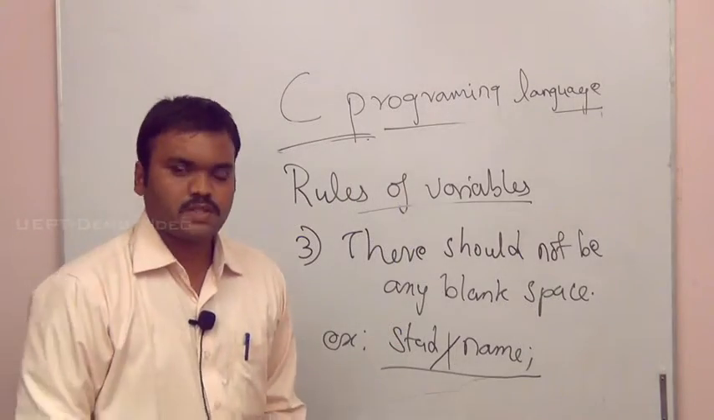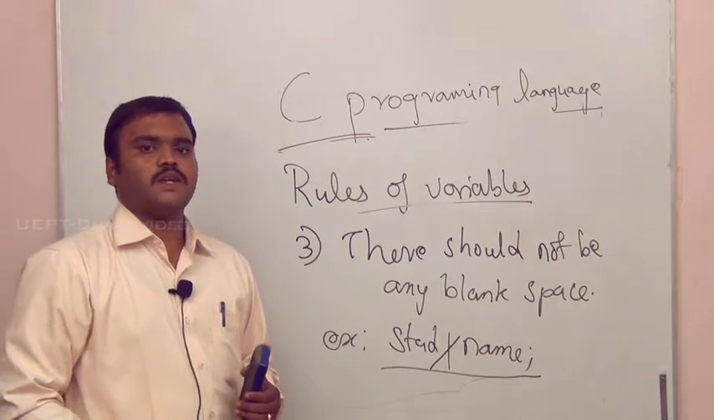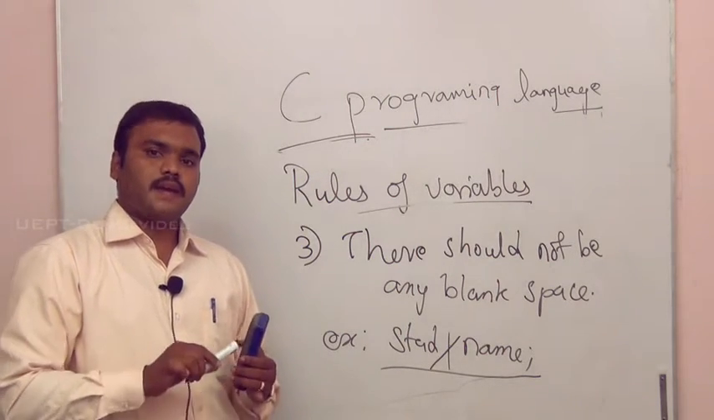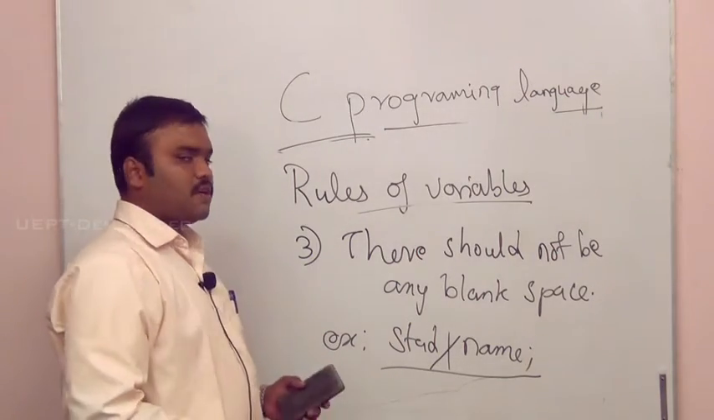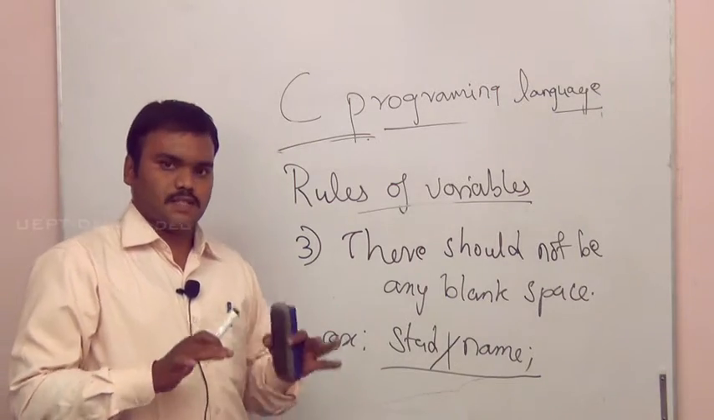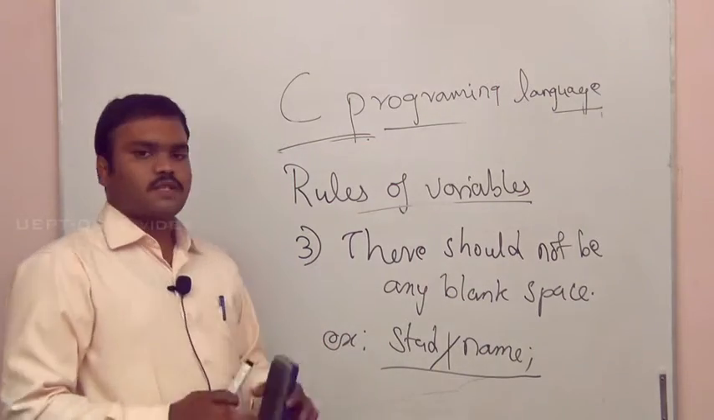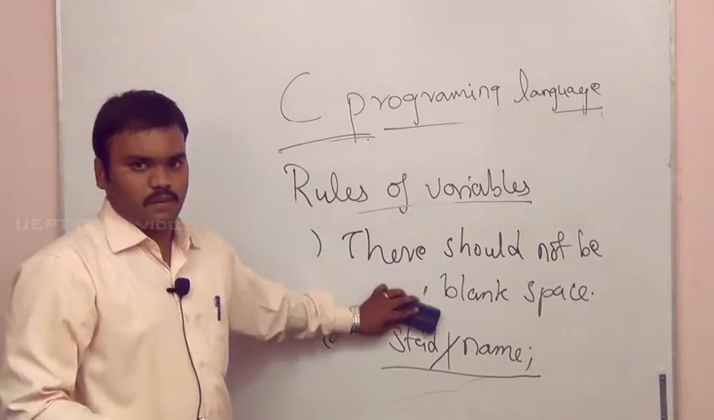There are three main rules. The first one is that the variable should begin with alphabets, and it can have some special characters in between the alphabets. The second rule is the variable should not begin with digits. And the third rule is there should not be any blank spaces in variables.